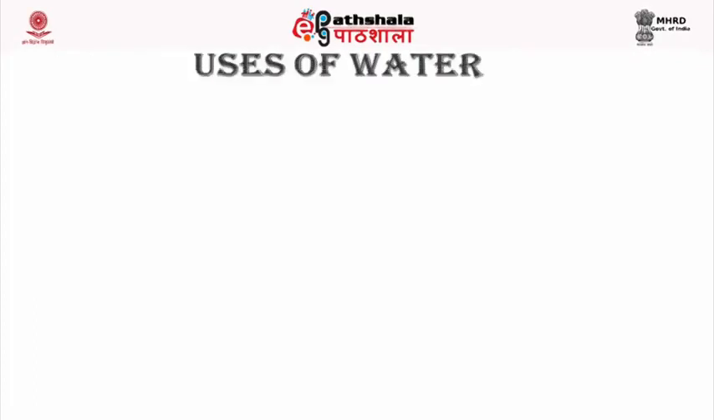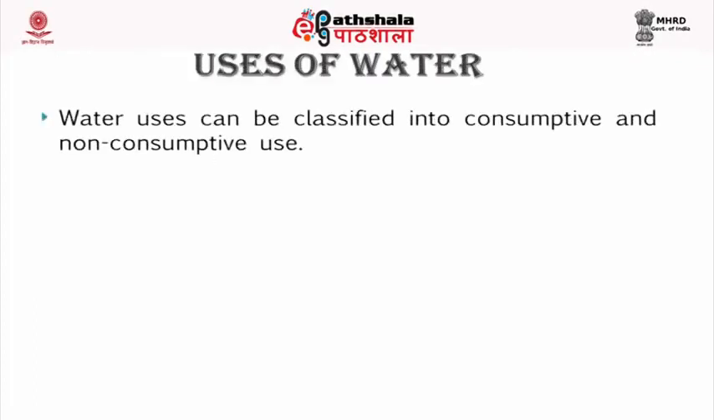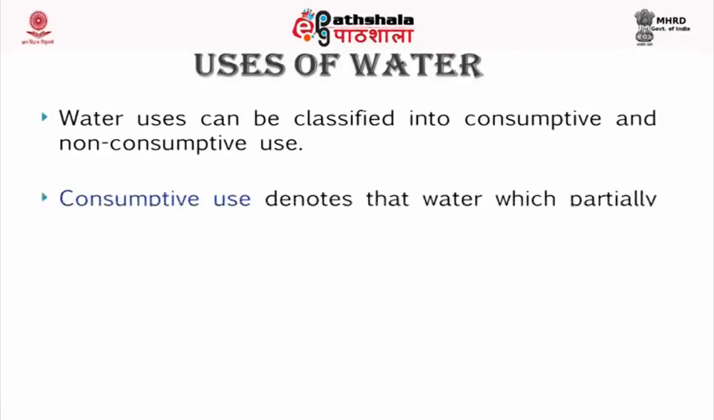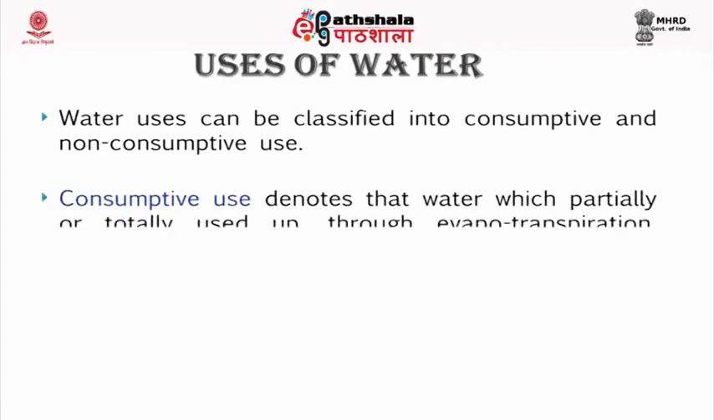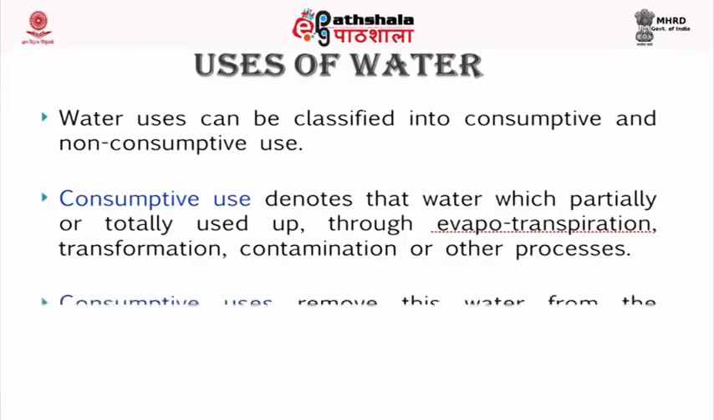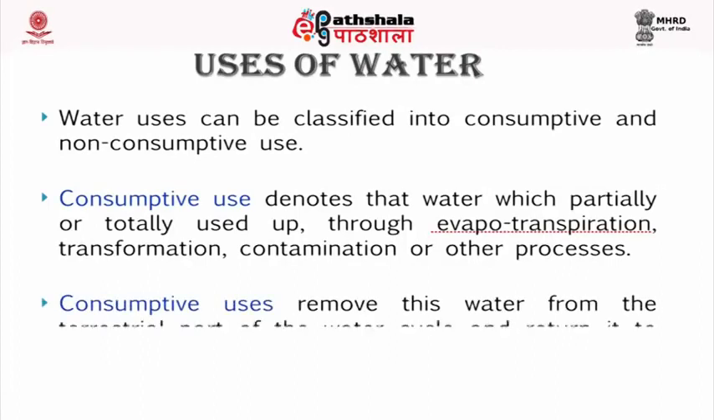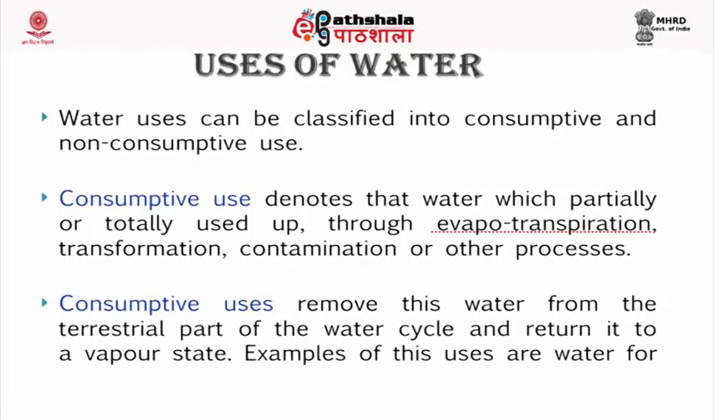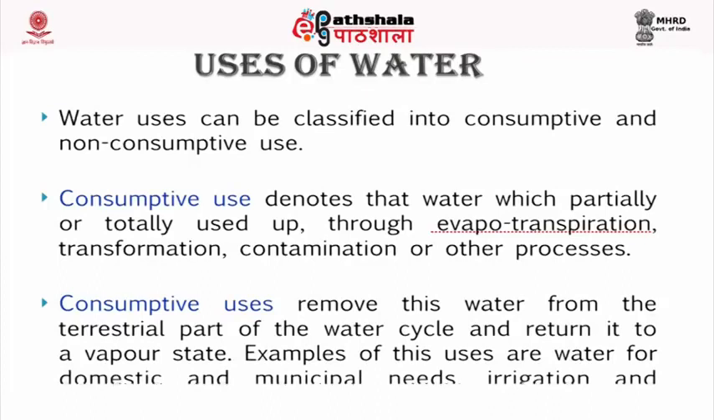Uses of water. Water uses can be classified into consumptive and non-consumptive use. Consumptive use denotes water which is partially or totally used up through evapotranspiration, transformation, contamination or other processes. Consumptive uses remove this water from the terrestrial part of the water cycle and return it to a vapor state. Examples of these uses are water for domestic and municipal needs, irrigation and industry.